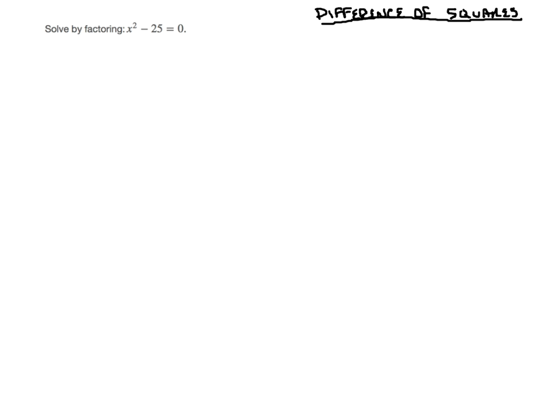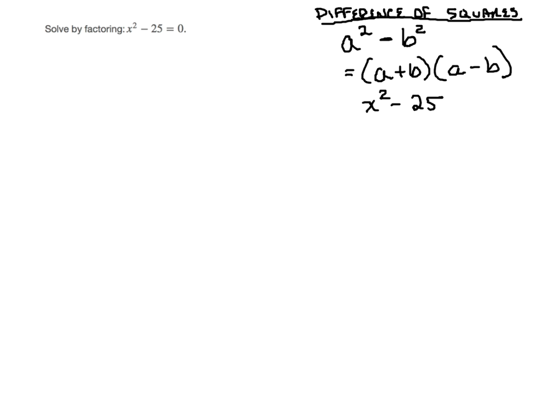In other words, if you can write your polynomial in the form of something squared minus, it's got to be a difference, minus something squared, that thing will always factor as a plus b times a minus b. So in this case, we have x squared minus 25. I can write that as something squared minus something squared. That's x and 5. That means this thing has to factor as x plus 5 times x minus 5.